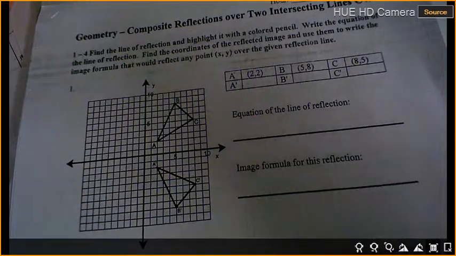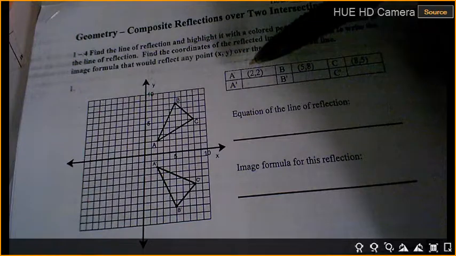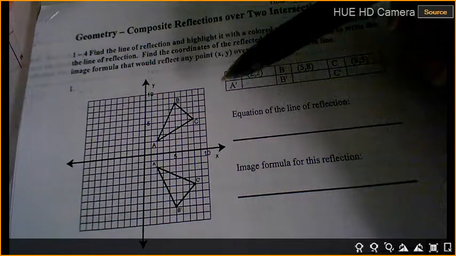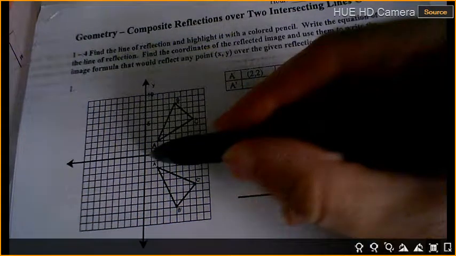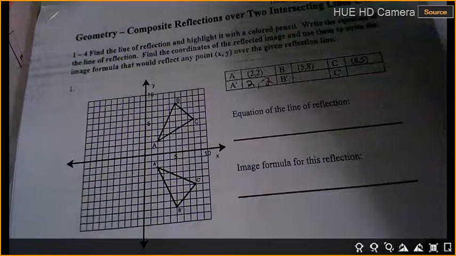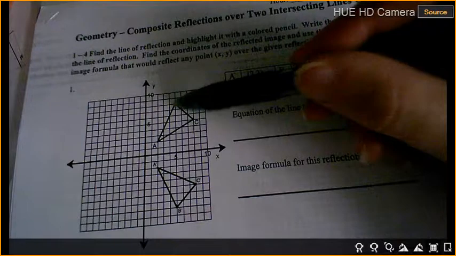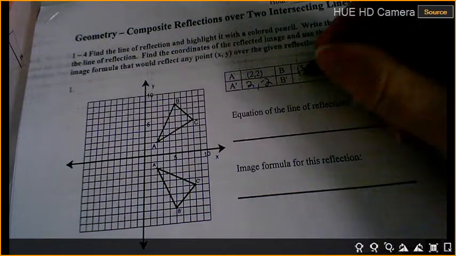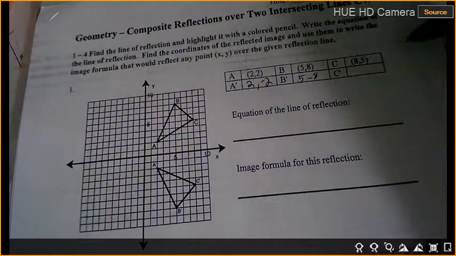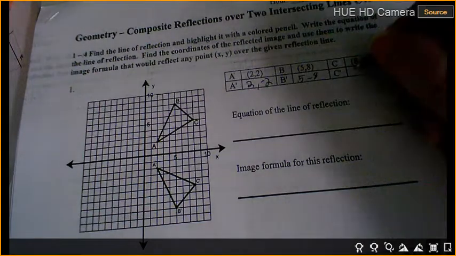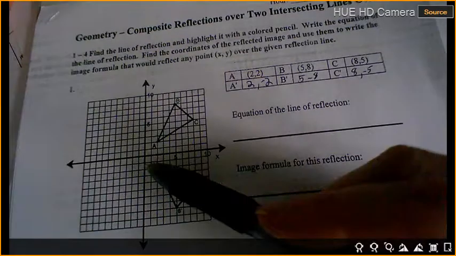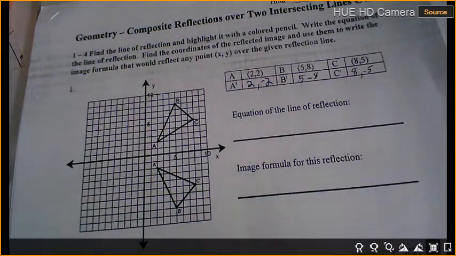So we're going to look at this. A is 2, 2. So we're going to look at the image of A, which is 2, negative 2. Then we're going to look at B. B goes from 5, 8 to 5, negative 8. C goes from 8, 5 to 8, negative 5. Literally I'm just listing these points right here on my paper.